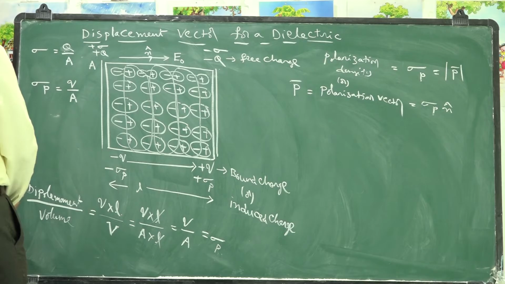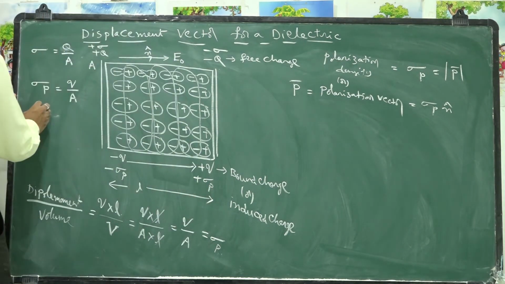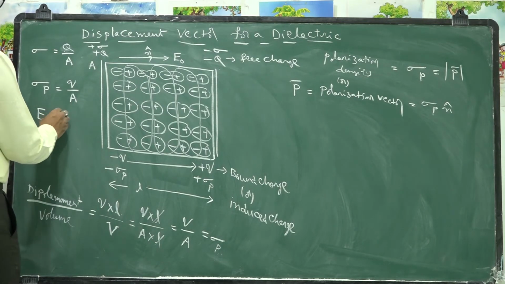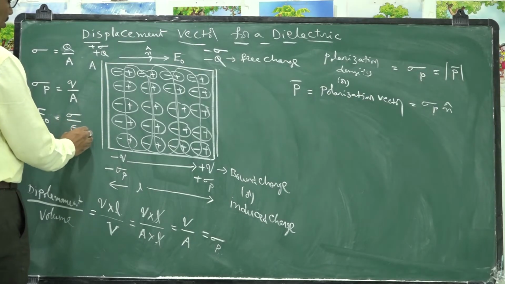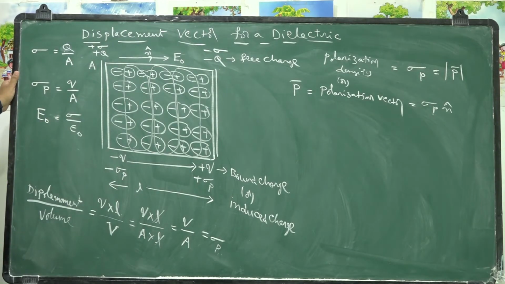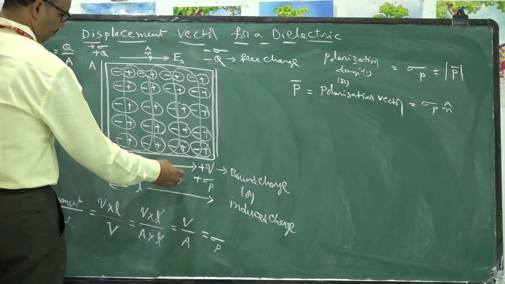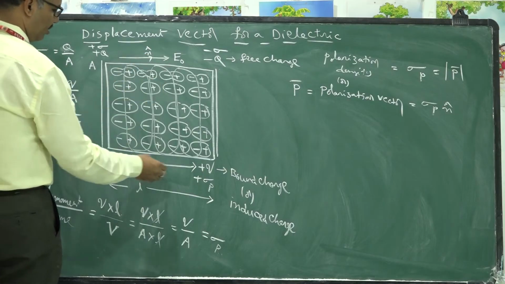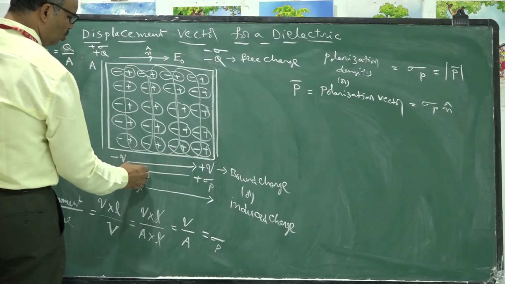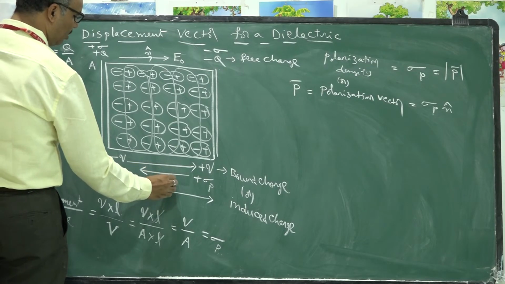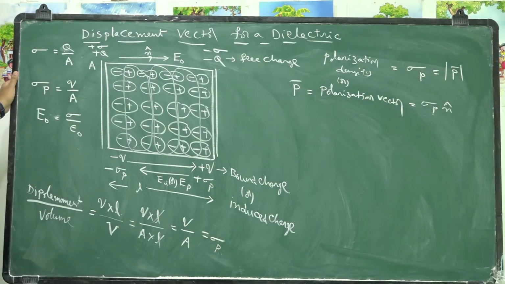The second point you have to understand here is, what is the value of this E naught? E naught is the applied electric field. The electric field in the vicinity of a charged conductor is given by sigma by epsilon naught. Here you will get a new field in the opposite direction to the applied field. The field is directed from positive to negative. The new field is called the induced field, EI. In some books they represent it as EP. Due to the polarization, the electric field is generated.